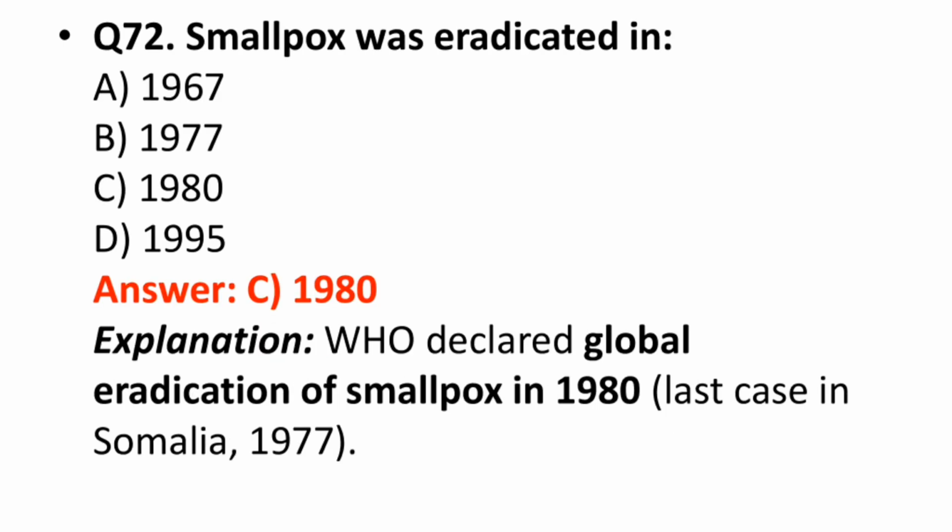Smallpox was eradicated in option A 1967, option B 1977, option C 1980, option D 1995. The correct answer is option C, 1980. WHO declared global eradication of smallpox in 1980. The last case was in Somalia in the year 1977.